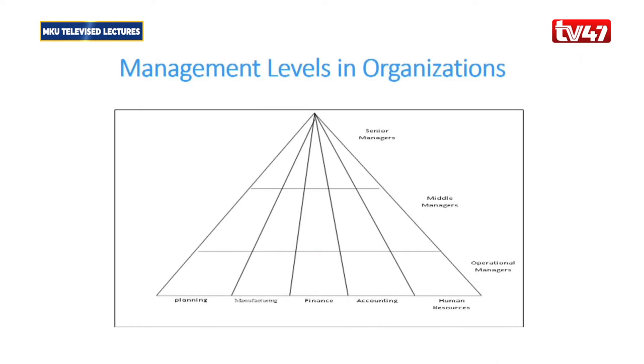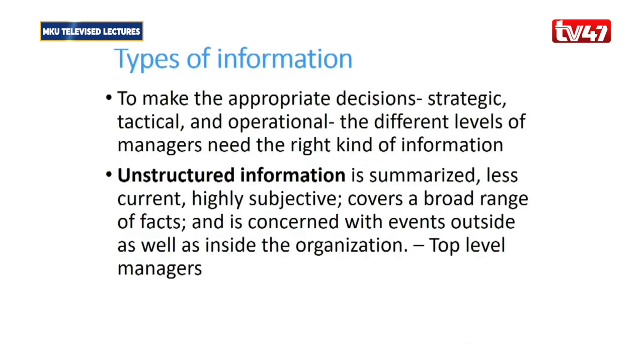At the end of the day, all these managers work within the same single organization, and they always want to achieve some objective that is related to the same organization. When we talk about these levels within the organization, it is important to understand the types of information. We have two main types of information, that is unstructured and structured information.